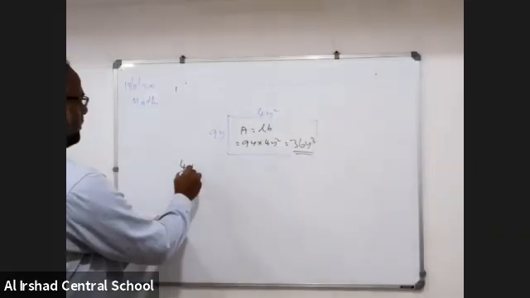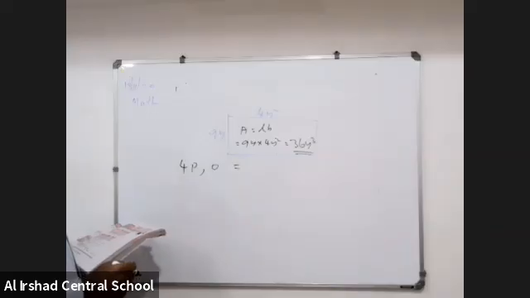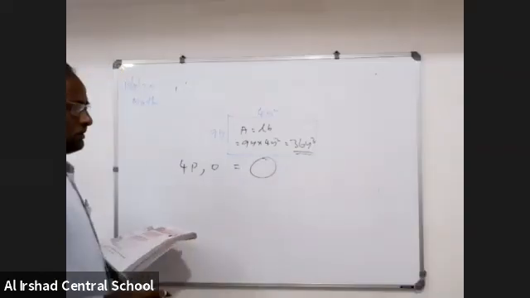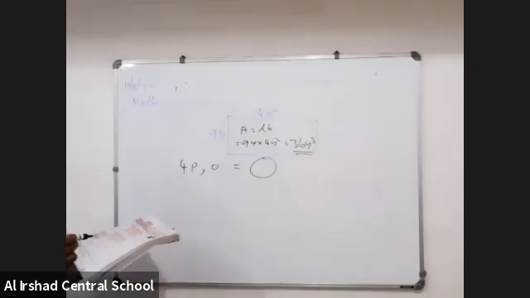4p and 0. What is the answer? Multiplication: 4p into 0. Find the product. What is the answer? 0. Okay, now listen here.